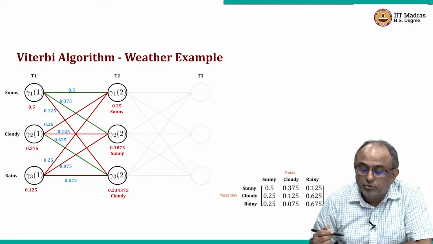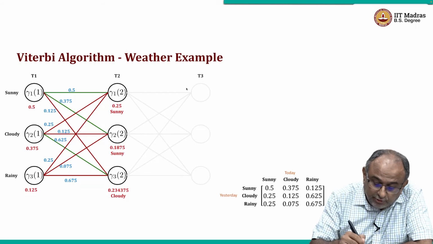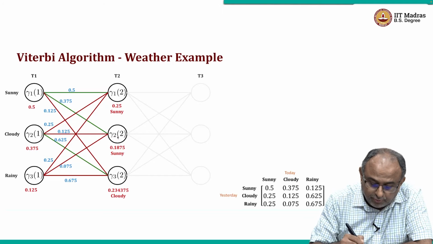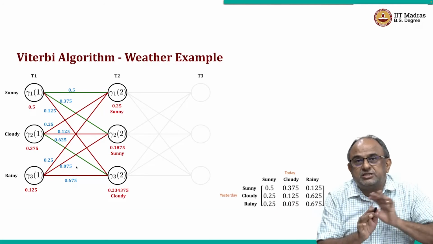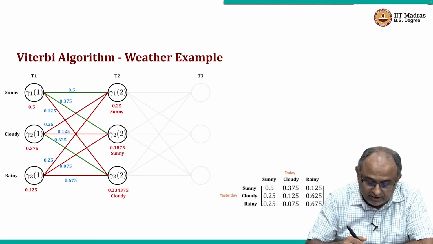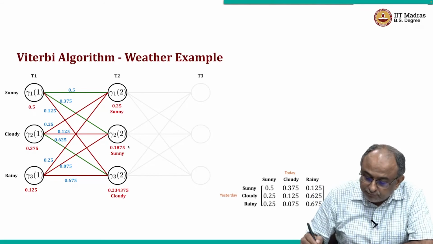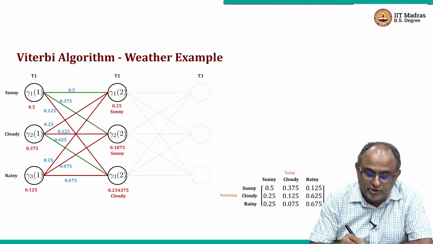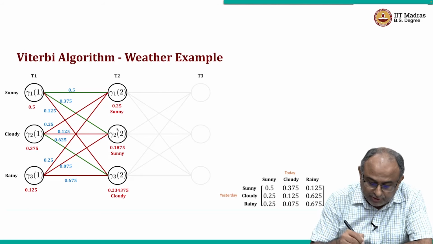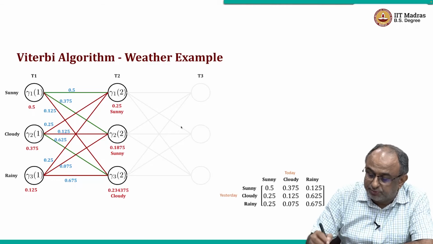Okay. Now, if I want to do the third day, the third day you will see only depends on these numbers 0.25, 0.1875, 0.235. All these calculations are now captured here. That is the power of the Viterbi algorithm. So if you keep in mind, we will see only 0.25 will come into the picture here, 0.1875 will come into the picture here, and 0.2345 will come into the picture here, and then of course the transition probabilities.